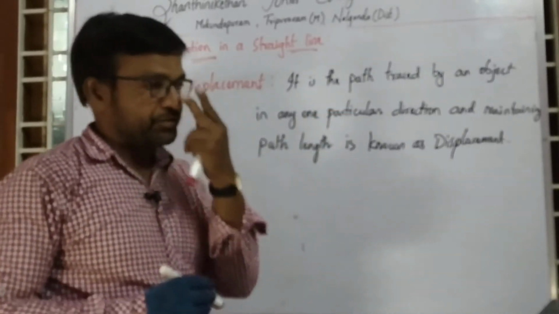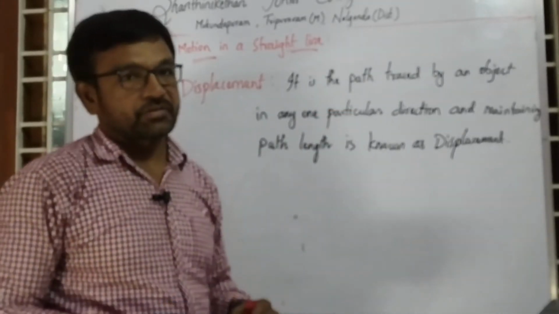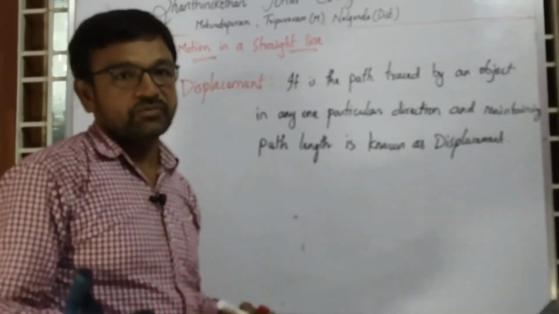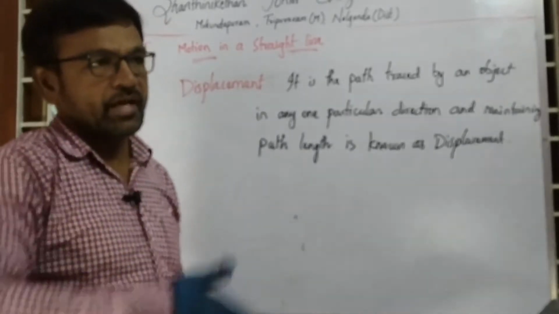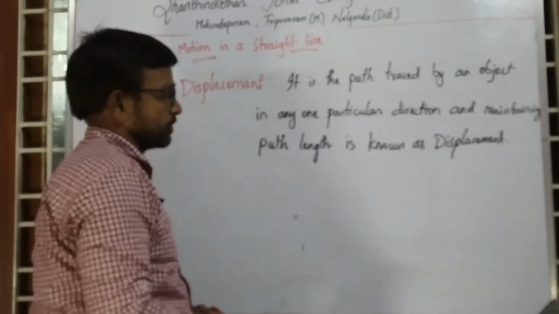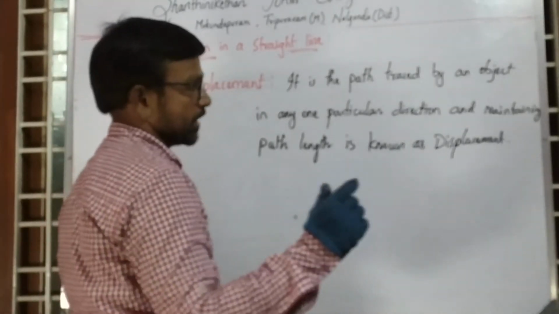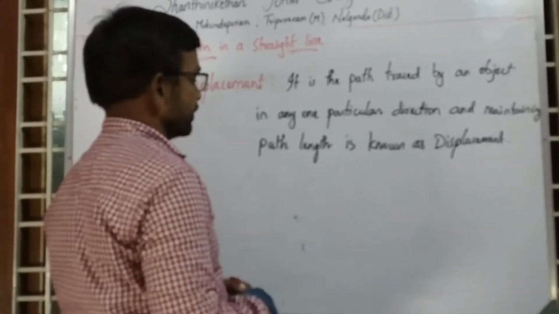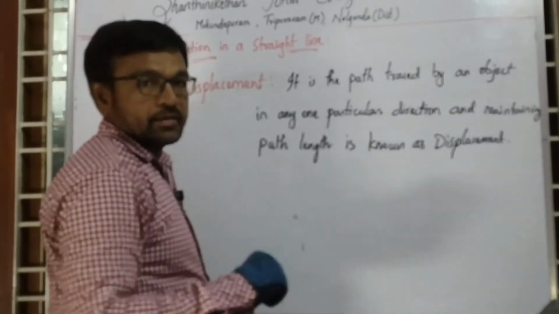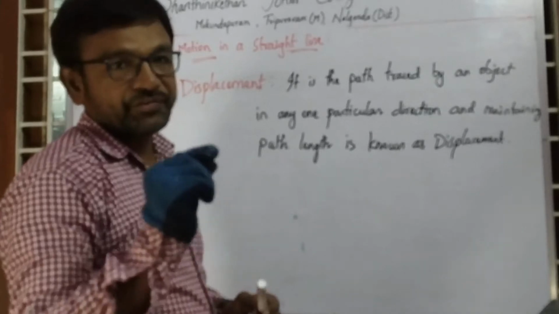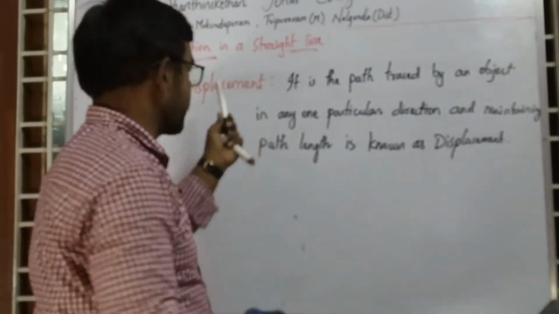Or non particular direction, it may be east or west or north or south or southeast or southwest or northeast or north. So some one direction should be there, any one direction, not in a zigzag way. That is known as the displacement. It should have some value. The path length should be some value. Sometimes the path length will also be 0 in the displacement case.